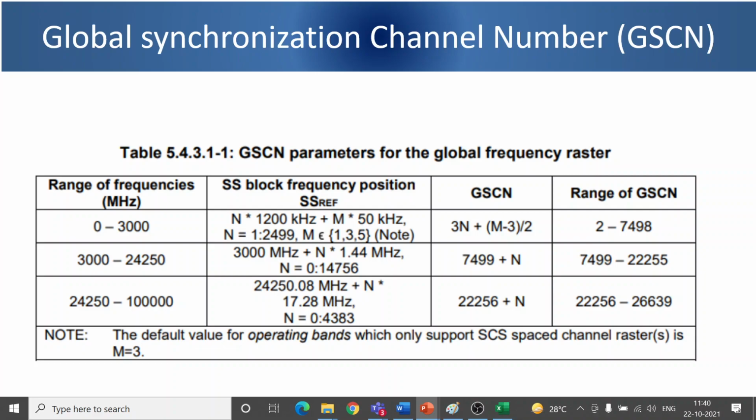So I think I'll give you this particular document, you can go through it. For the time being, let us understand the overall concept: the GSCN step size in case of the first frequency band is 100 kilohertz and 1000 kilohertz. In the second one it is 1.44 megahertz. In the third one it is 17.28 megahertz. You can refer to this particular document if you want to go into much more detail, right?